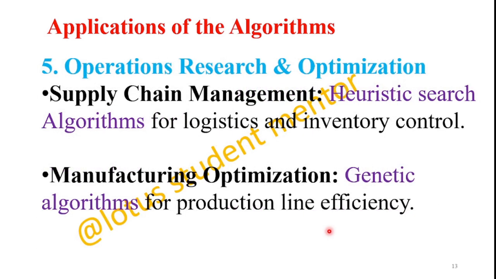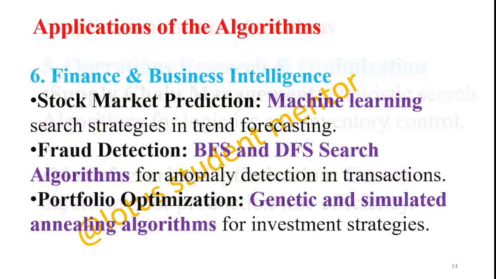Coming to the fifth application, operations research and optimization. These are again very important in operations research. It is related to mechanical engineering, electrical engineering and any production industries. One is supply chain management, where a heuristic search algorithm is required, and another is manufacturing optimization, where a genetic algorithm is used for production line efficiency.